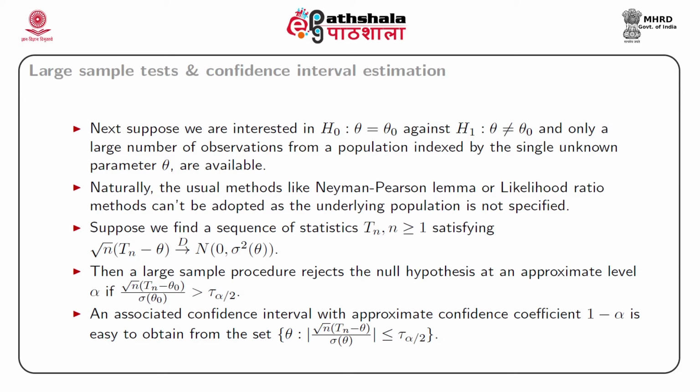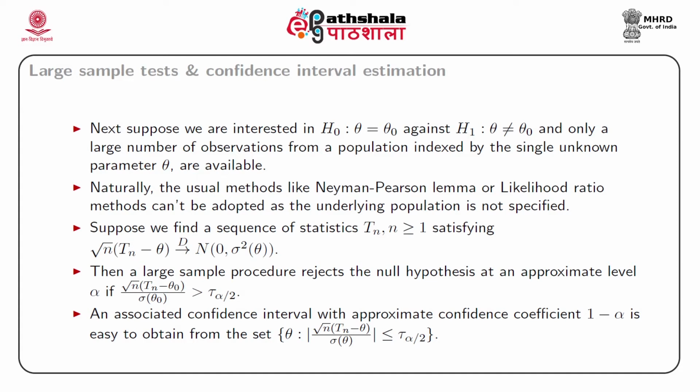Keeping in mind this large sample normality of Tn, a large sample procedure can be developed which rejects the null hypothesis at an approximate level alpha if square root of n multiplied by Tn minus theta naught, divided by sigma theta naught, where sigma theta is the asymptotic variance and theta is the true value, and we are just replacing theta by theta naught since theta naught is specified under the null hypothesis, has absolute value that exceeds tau alpha by 2.